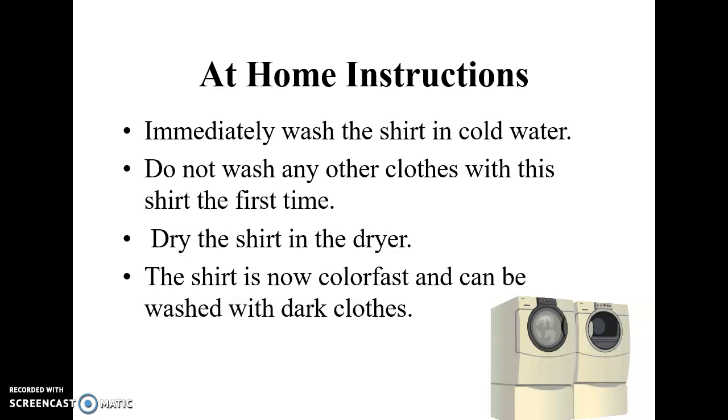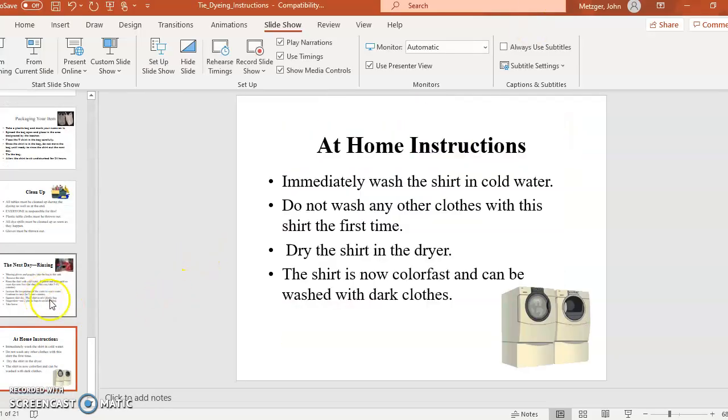You're going to wash it in cold water. Don't wash it with any other clothes, just in case there's some dye you didn't work out. You want to make sure that there's nothing else that gets tie-dyed in your wash. And then dry it in the dryer, and now it is set, and it should be washed with dark clothes, but it's not going to dye anything else at that point. Okay, so that is our tie-dye.